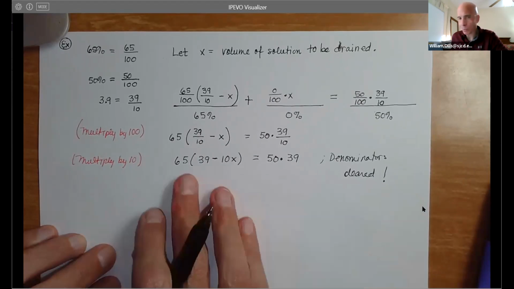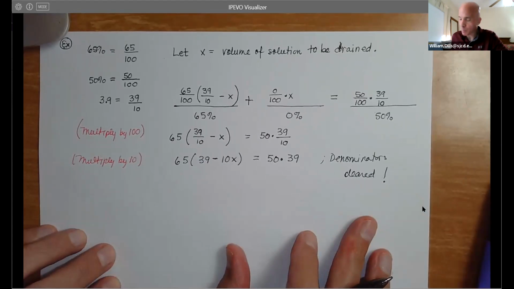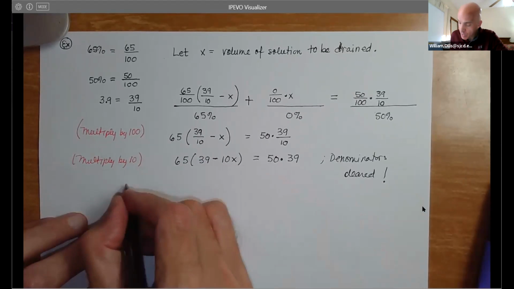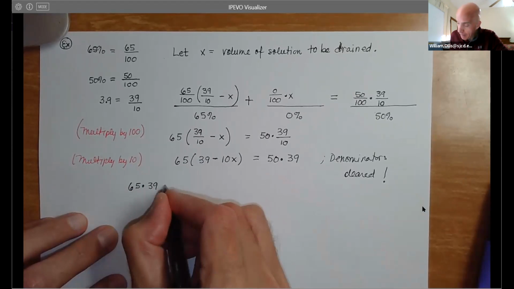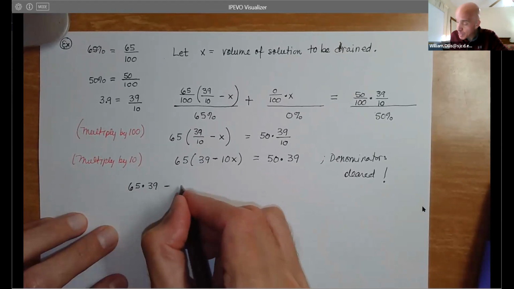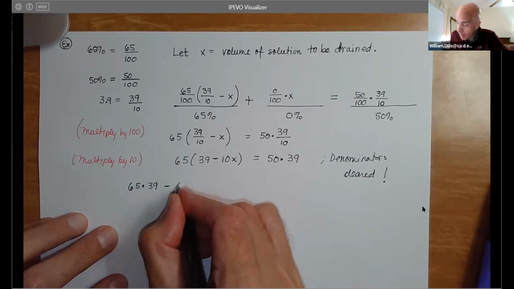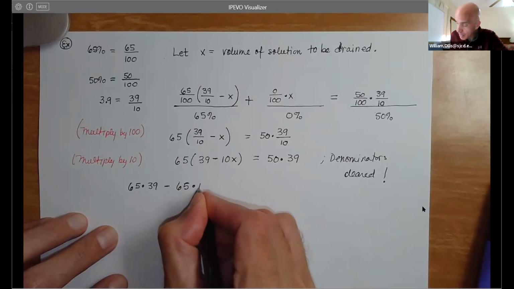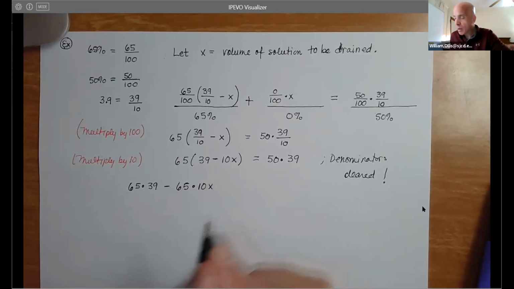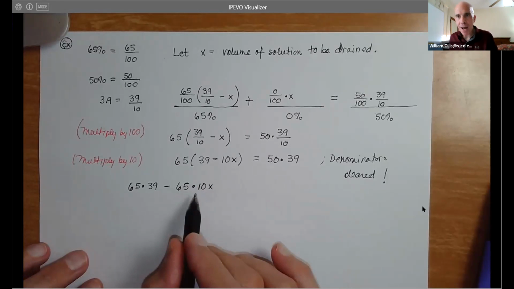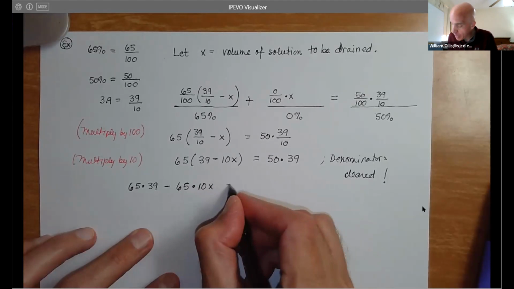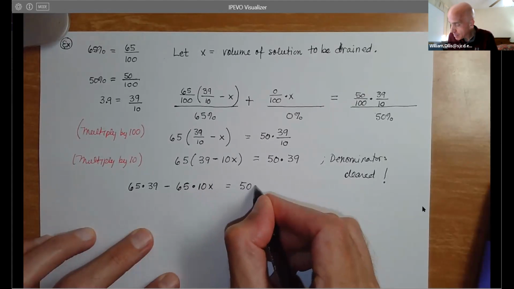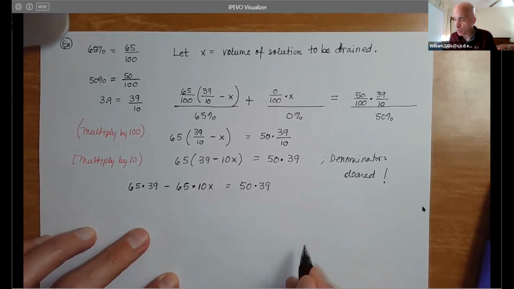Now you're like, wow, this is easier than the last problem. So let's go ahead and distribute. So we have 65 times 39 minus, in this particular case, 65 times 10x. Now, again, when you do this, what you want to do is write this symbolically. Don't multiply it out, then we'll factor things. Now over here, we have 50 times 39, and then we'll do some little factor trees.